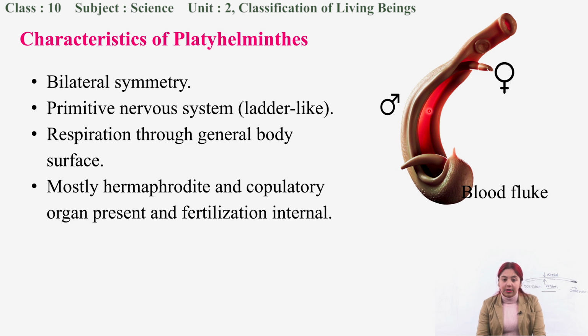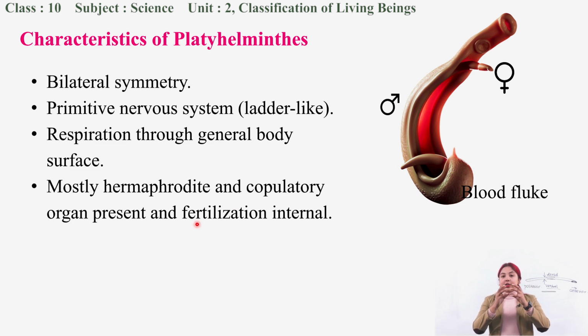Now, the organisms are mostly hermaphrodite, meaning the male and the female gamete lie in the same organism, and a copulatory organ is present and fertilization is internal. So the male copulatory organ is distinctly visible in these organisms and the fertilization is internal.